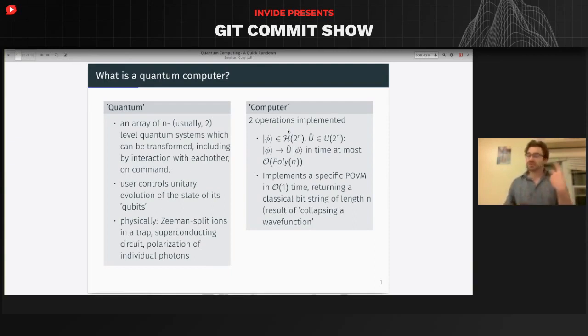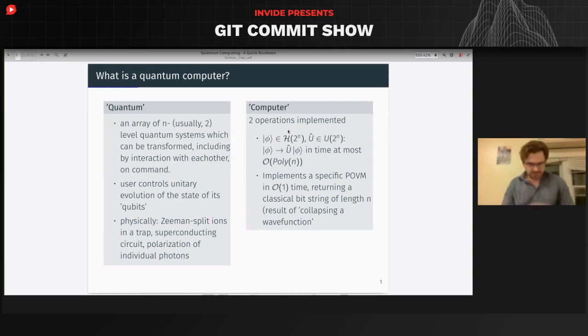In general, those are two-level systems because we really have a sensible understanding of what those do. Those are easy to manufacture. We call a two-level system a qubit. It's the quantum analog of a bit. Using a quantum computer means controlling unitary evolution of a quantum state.